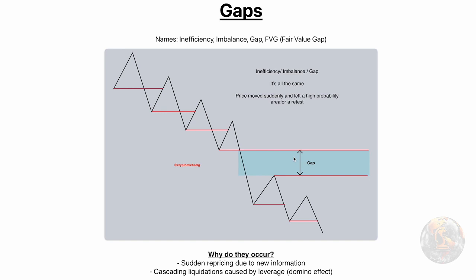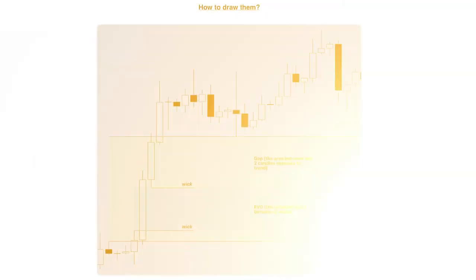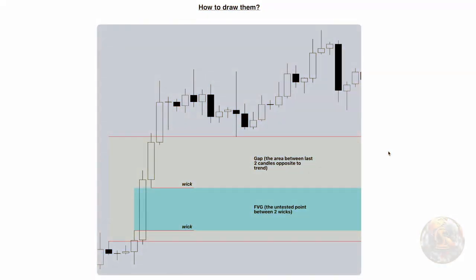Now, how do you actually draw them yourself on the chart? Well, I'm going to explain both the gaps now and the FVG, the slight variation on it. So in the shaded yellow is what I would class as, and how I teach, again, some of it's subjective, but this is what I see as a gap. A gap is the area between the last two candles which are opposite to the trend.